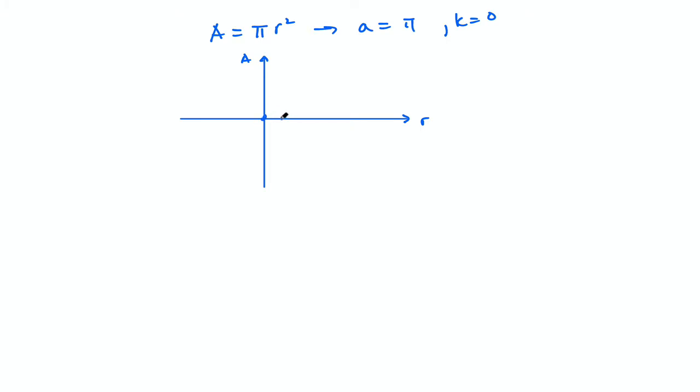And if I move 1 to the right, I get pi times 1. So it's going to be pi, so somewhere here. So really, we have a parabola that looks like this.